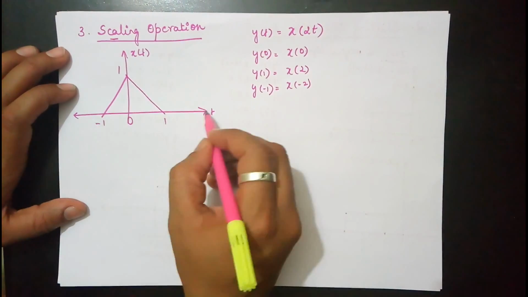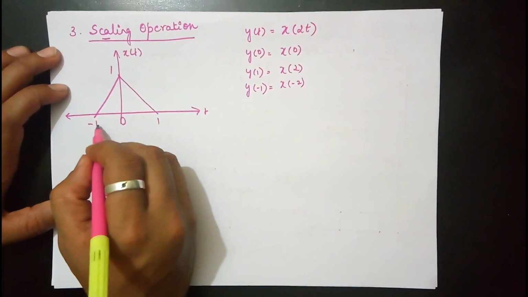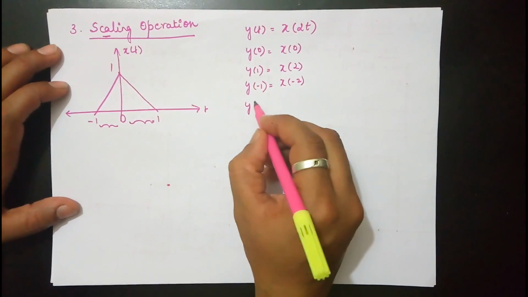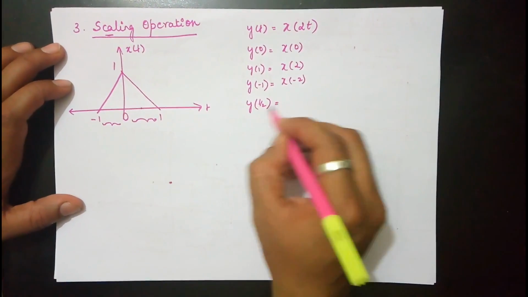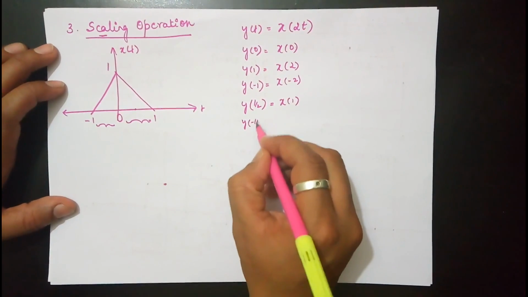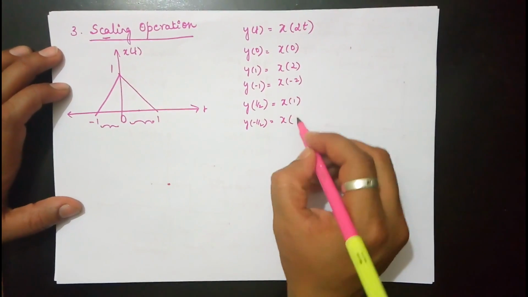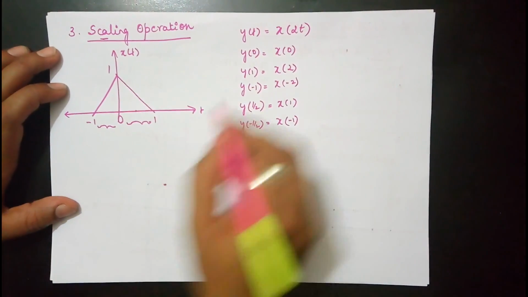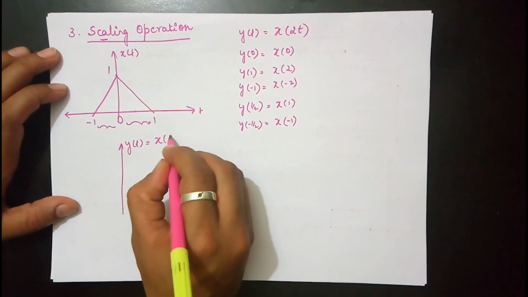Now since it is a continuous time function, I can take an intermediate value in between the intervals -1 to 0 and 0 to 1. So let me take y of half, that is 0.5, somewhere here. So y of half is x of 1 and y of minus half is x of -1. So if I plot this now by taking all these values, it is y of t equal to x of 2t.